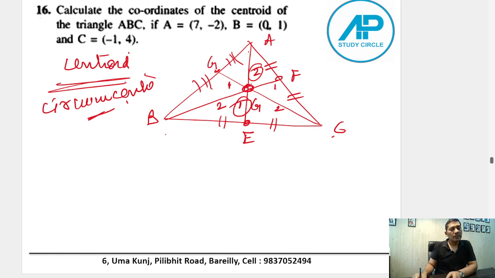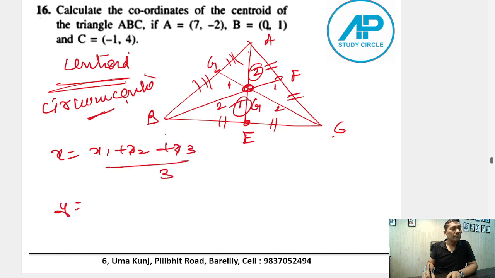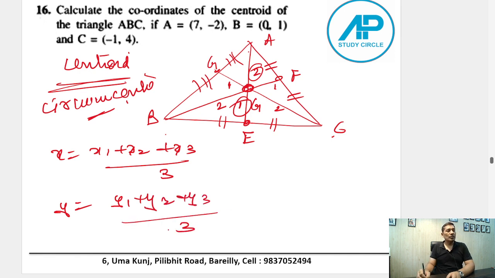That gives me the coordinates of point G, and that will be x1 plus x2 plus x3 upon 3. So the formula for centroid is x equals x1 plus x2 plus x3 upon 3, and y equals y1 plus y2 plus y3 upon 3. I'm giving you the source of the question as Concise.